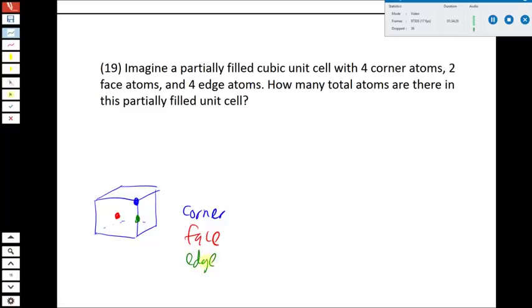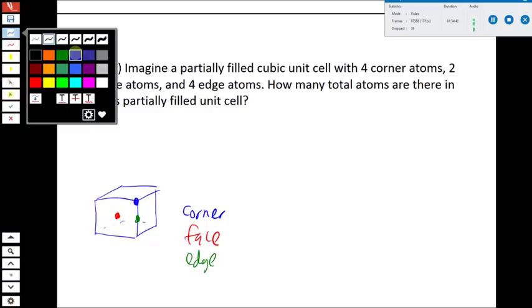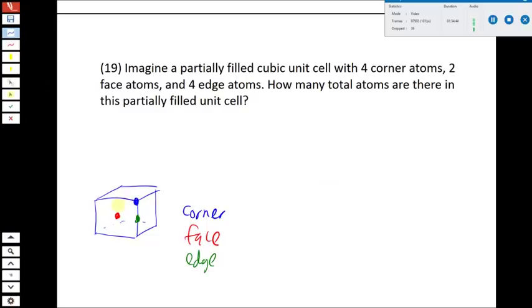So again, in these cubic unit cells, we can put atoms in different locations on the cell. We can either put them right in the corner, we can put them on the center of one of the square faces, or we can put them along the edge. The last type would be in the very center of the cube, which we sometimes have as well, but not in this problem. So when we're counting them, we have to think about, for each of these positions, how many other neighboring unit cells are they shared with.